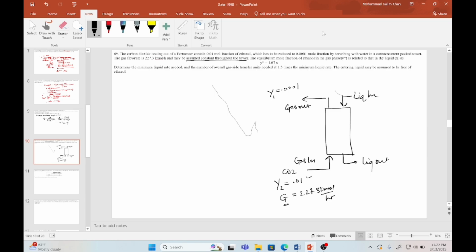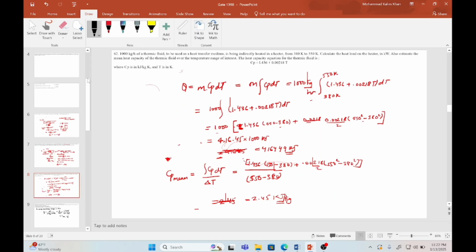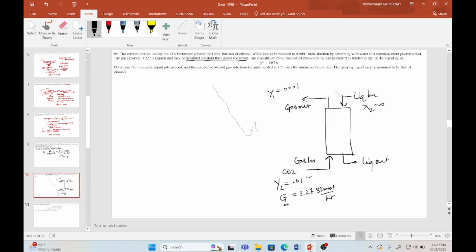Equilibrium mole fraction of ethanol in gas phase is related by this relation, 1.07x. Okay, determine the minimum liquid rate needed, and the number of overall gas side transfer units needed at 1.5 times the minimum liquid rate. Okay, so x2 is equal to 0. Fine, straightforward question, just formula. The very first thing we will see, applying component balance.